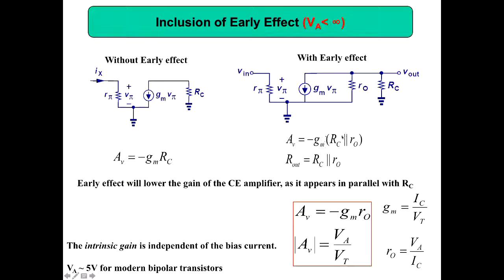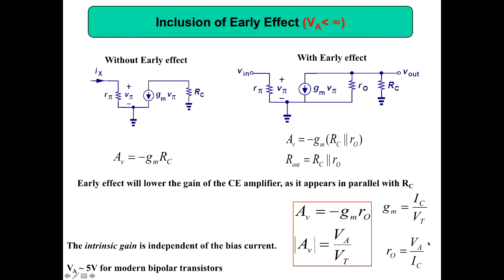If you increase Rc, then Rc parallel ro, when Rc is a big value and bigger than ro, ro will predominate. Then the maximum gain you can get is minus gm into ro. Here gm equals Ic by VT, and ro, the output impedance, which you already did in your lab, equals VA by Ic.